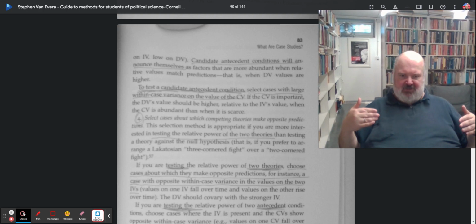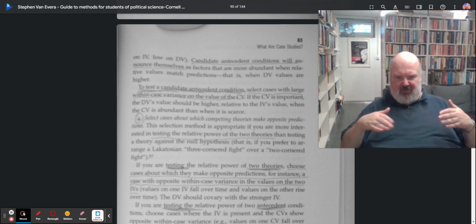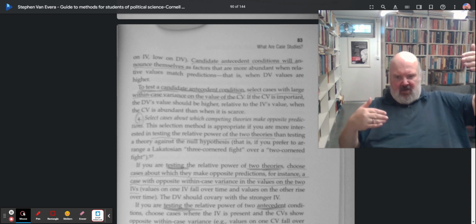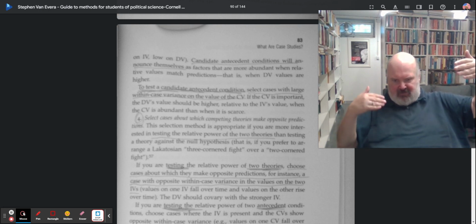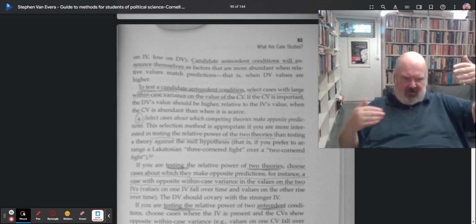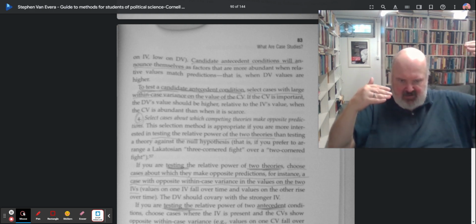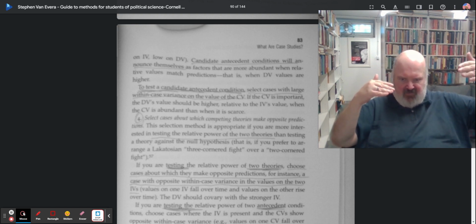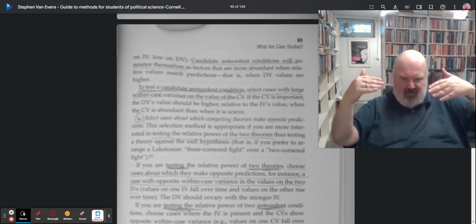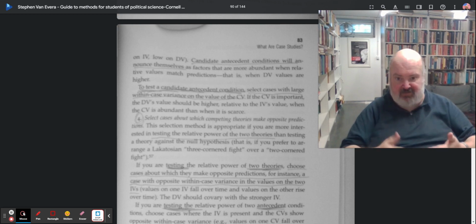In other words, what is that saying? That if the CV is important, the DV value should be higher when the CV value is abundant versus when it's scarce. When it's scarce, it should not be as high. The DV value should not be as high relative to the IV value if the CV is not present.